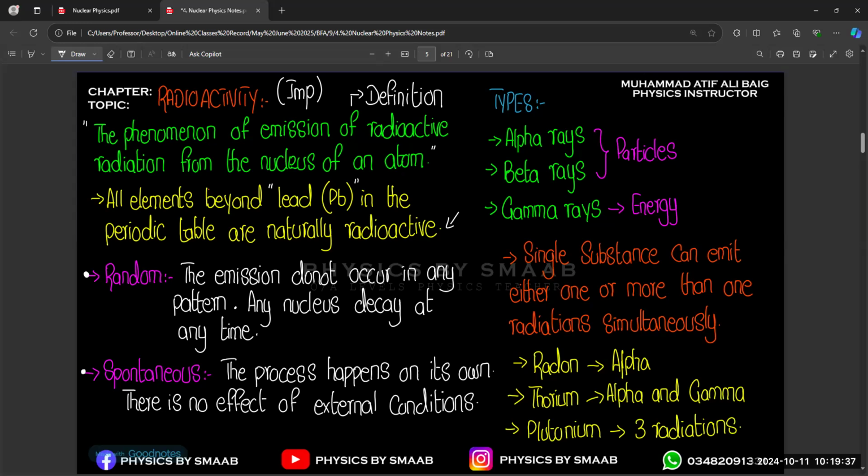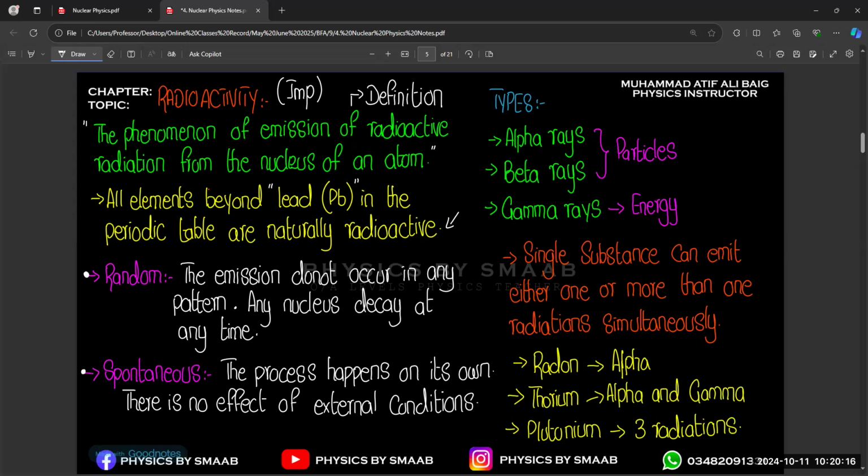Clear? Any confusion? Whenever a question asks what happens to the radioactivity of an element if we increase the temperature, the answer is very simple. You can write that the radioactive process is spontaneous. It means there will be no effect of increasing temperature, or whatever condition is given in the question, on radioactivity. Any question, any confusion?